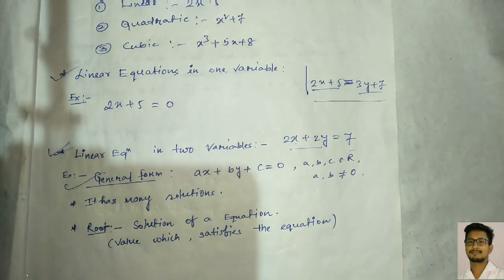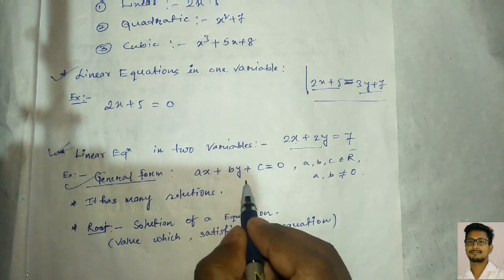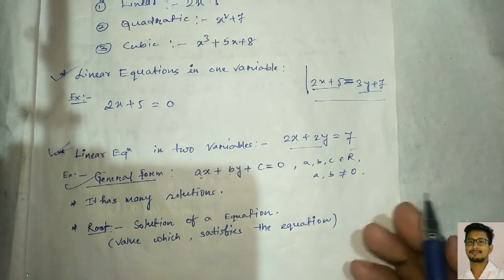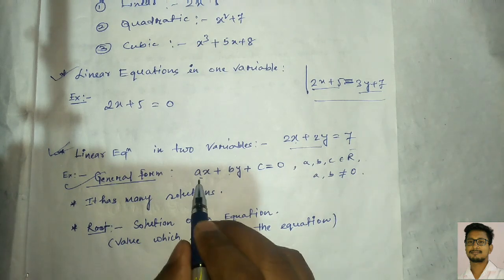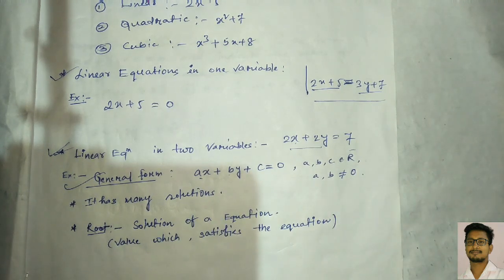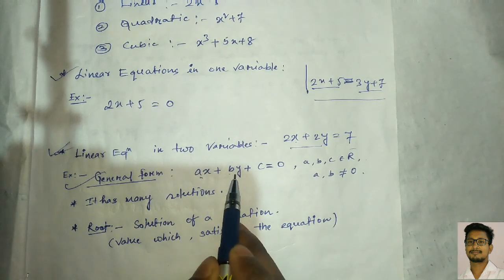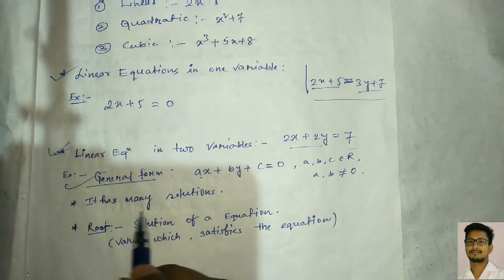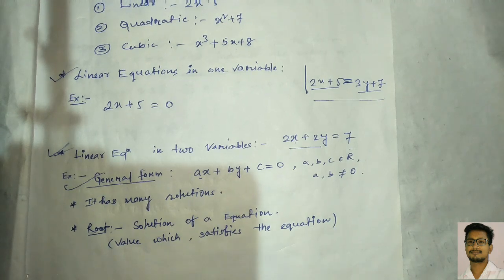So the general form for linear equations in two variables is ax plus by plus c equals 0, where a, b and c are real numbers, right? And here a and b must not be equal to 0, because if a and b become 0, then the x and y terms become invalid and only the constant term will remain, so they must never both be 0, right? So it has many solutions, because depending upon the value of x, we have different values of y also, right?